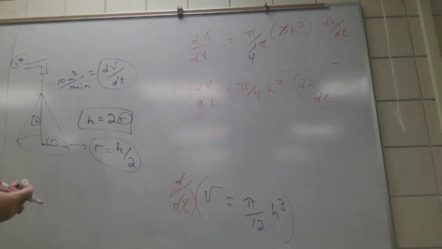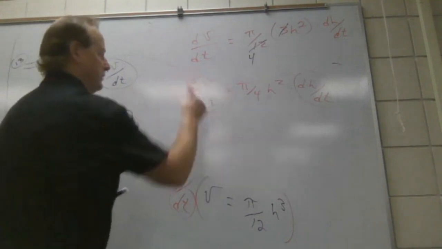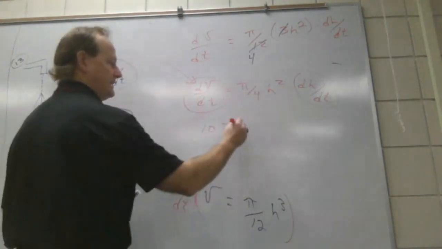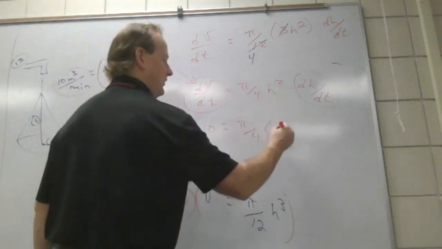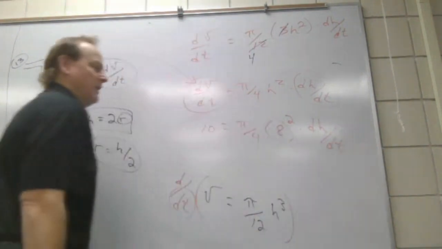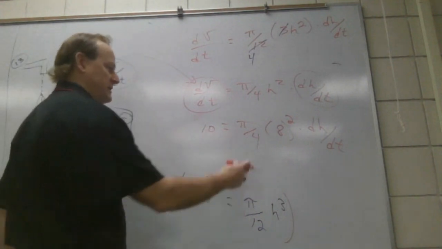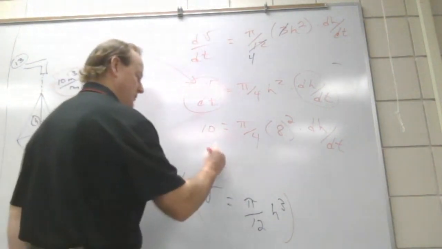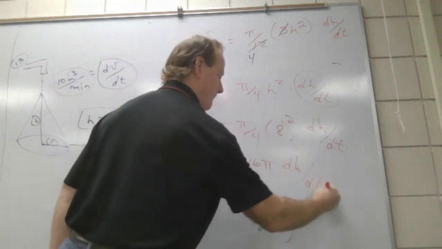Anyway, so plug in what we know. We know that dV dt is 10. I can plug that in right there. So that's 10 cubic meters per minute. I don't need to worry about the labels. I can label it at the end. Equals pi over 4. And then what's h? It said when h equals 8. So that's 8 squared and then times dH dt. Everybody agree? Okay, 8 squared is 64. 64 divided by 4, divided by 2 twice, 32, 16. So 10 equals 16 pi dH dt.